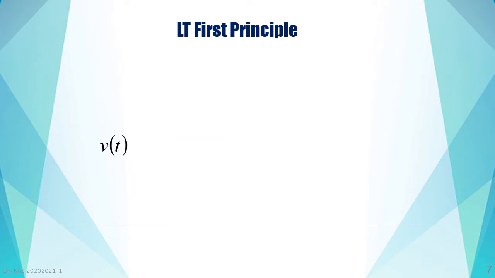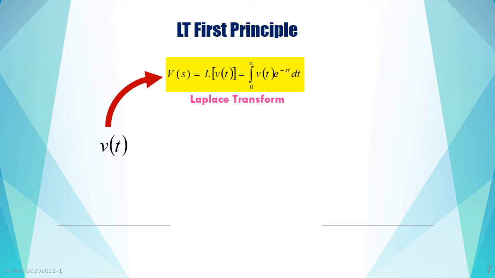Okay, this is the first principle of Laplace transform. First, you have the signal in time domain. To convert the signal into S domain, you need to perform Laplace transform. This L is called the Laplace operator, meaning that you will perform the Laplace transform of the input signal in time domain. This can be done by integrating the input signal v(t) multiplied by e to the power of minus st dt. The limit is from 0 to infinity. Then you get the equation in S domain, capital V(s).